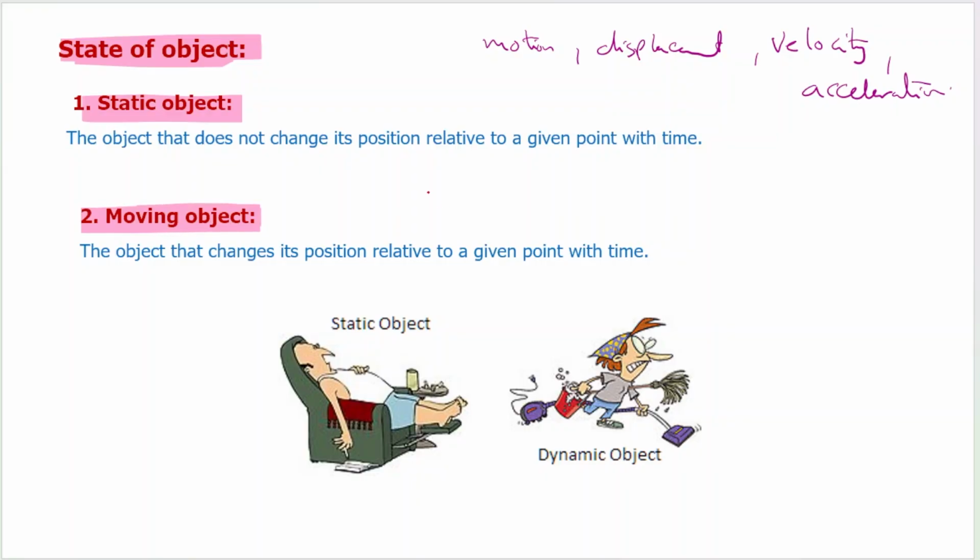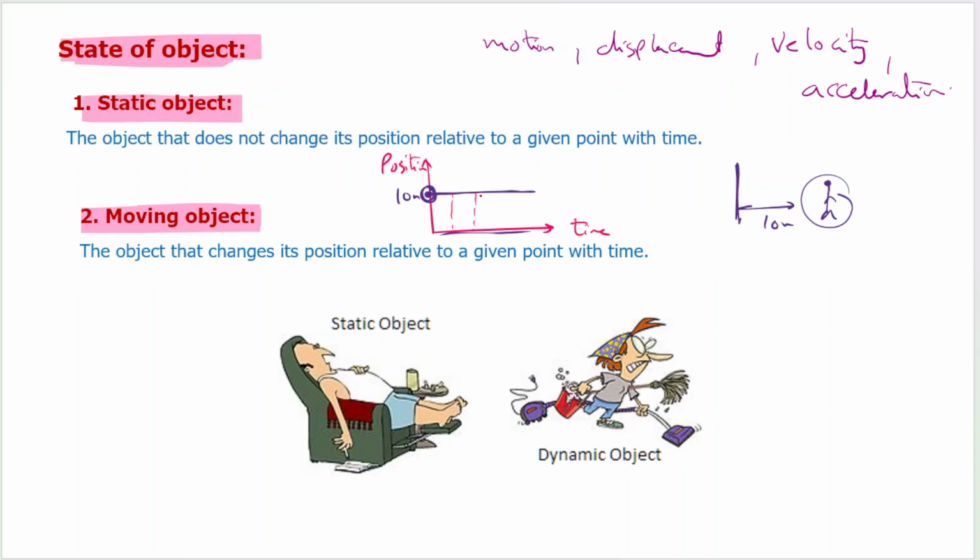So what's meant by a static object? If we draw a relation between the position of the object and its time, we will find that as time passes, the position of the object doesn't change. So this object has a fixed position, for example, 10 meters from the reference. If this is the reference and this is the object, and the distance between them is 10 meters, so after 1 second, it's 10.